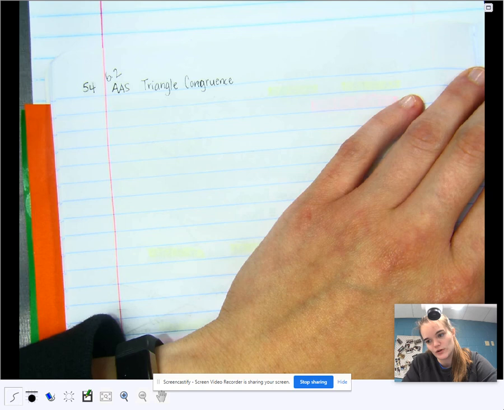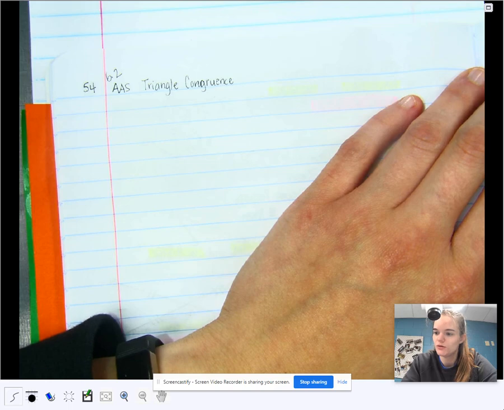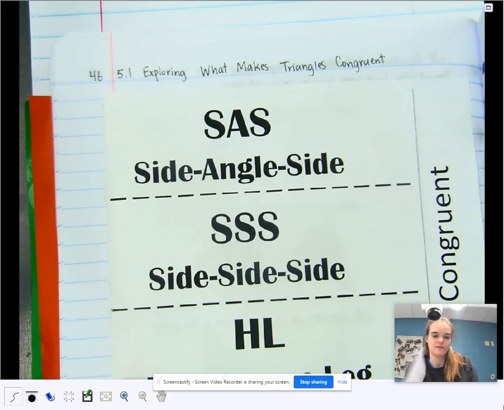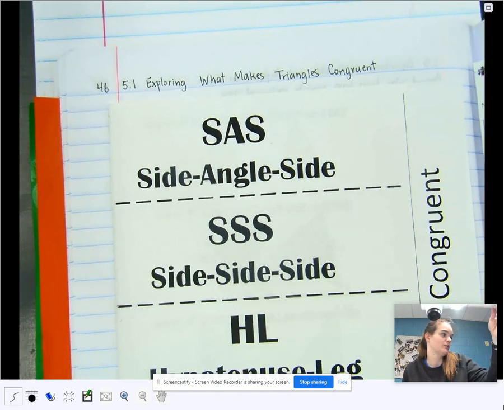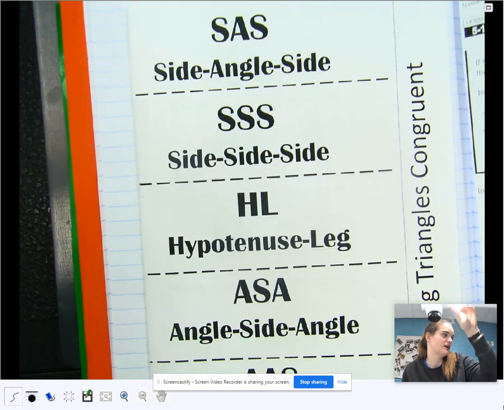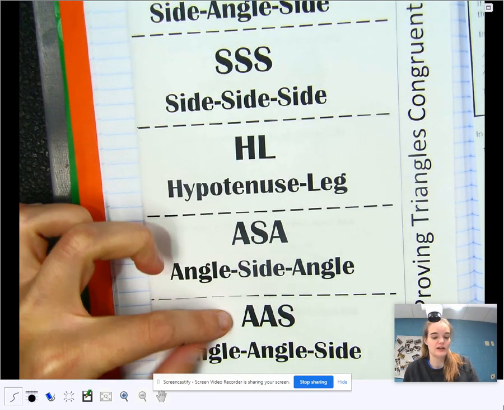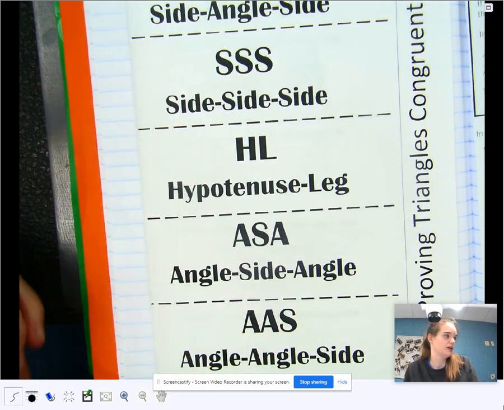Just like before, you're going to go back at the end of this video and fill out your foldable that lists all of them. That's the one back here. This one. We're almost done with it. We've done side, angle, side. We've done side, side, side. We've done angle, side, angle. We're doing angle, angle, side today. We're doing hypotenuse, leg in a couple of days.